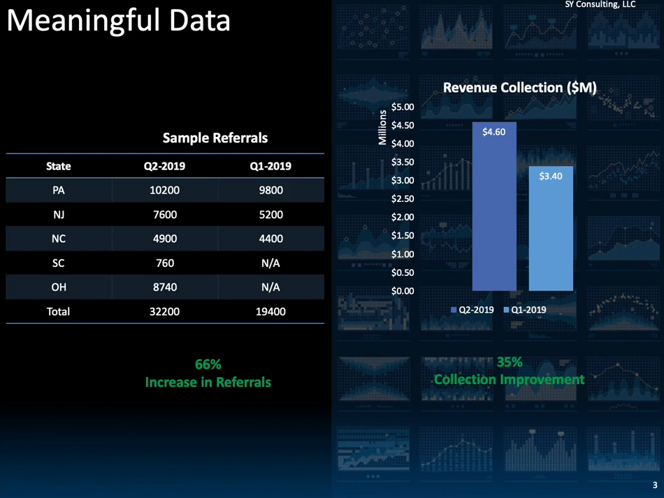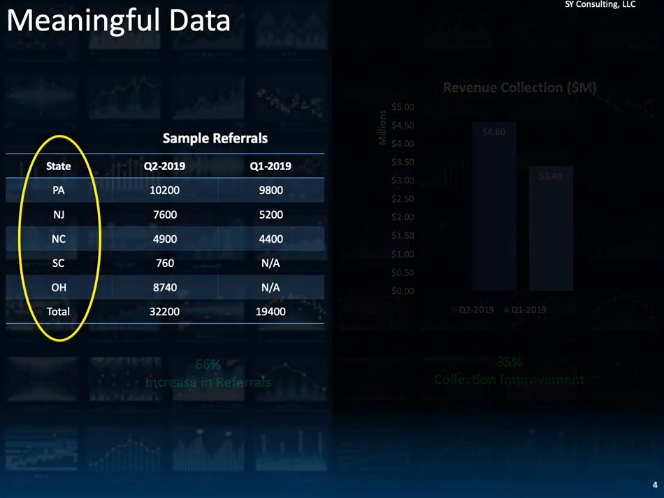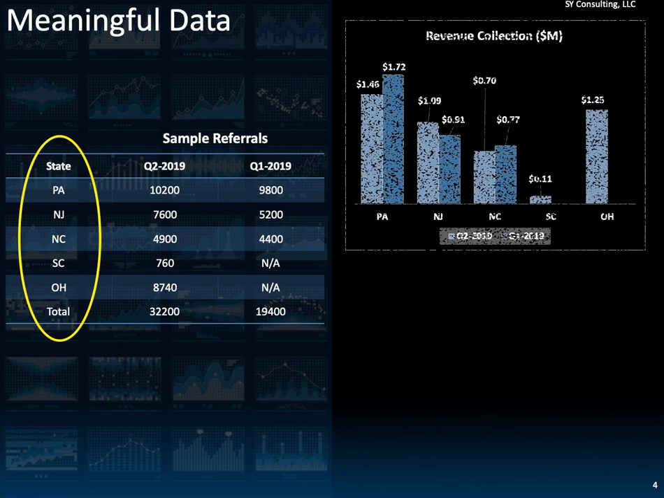What data sets connect to the measured outcome? The sample referral volume is broken out by state, so you can clearly see where the additional samples are coming from. The revenue collection numbers, however, provide a total dollar figure only. So first, the revenue collection numbers should be broken out by state.